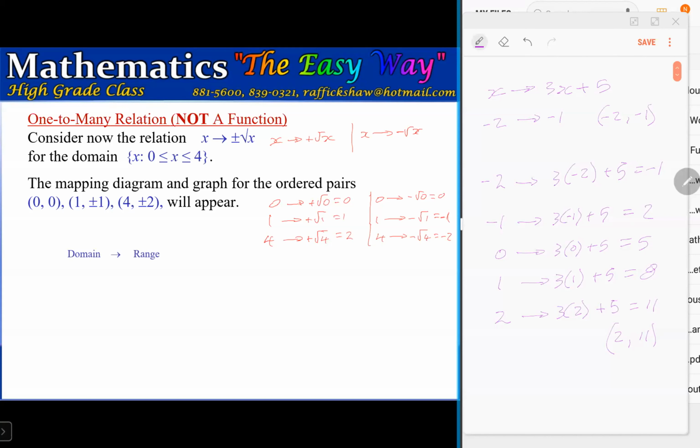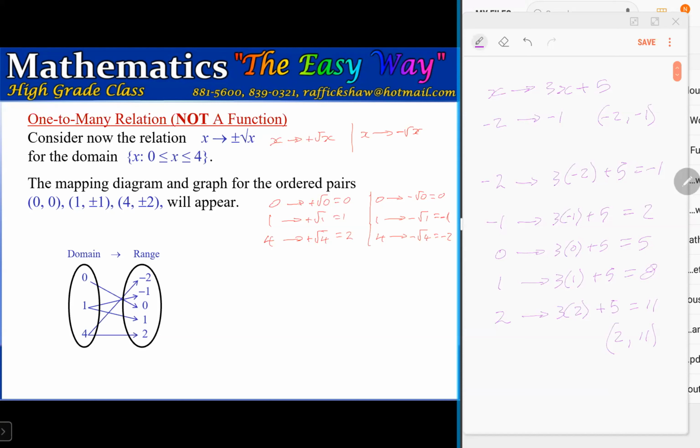All right, let's do the mapping diagram to show it. So remember, each value can only appear in a set once. So the domain values will be just 0, 1, and 4. But the range values now would be negative 2, negative 1, 0, 1, and 2. We'll put in the plus and the minus in there. And then you do your mapping now. So 0 maps onto 0, that's it. 1 maps onto negative 1, and 1 also maps onto 1. Then 4 maps onto negative 2, and 4 also maps onto 2.